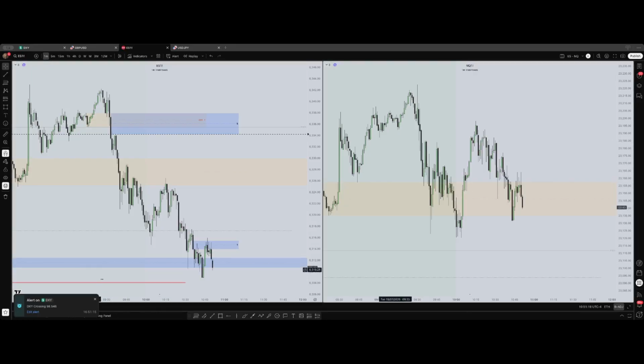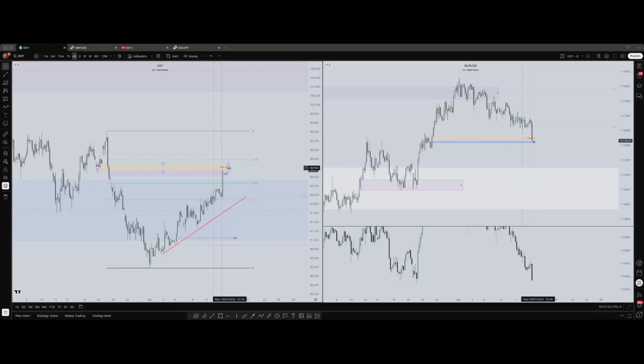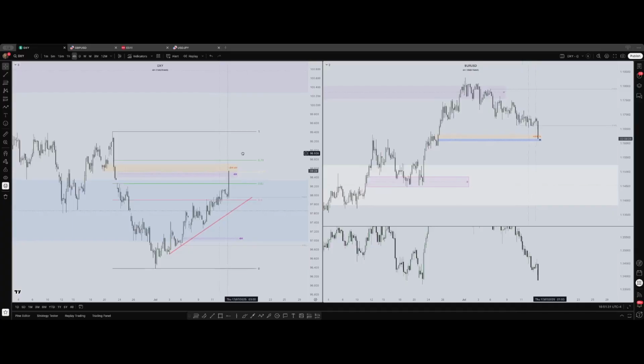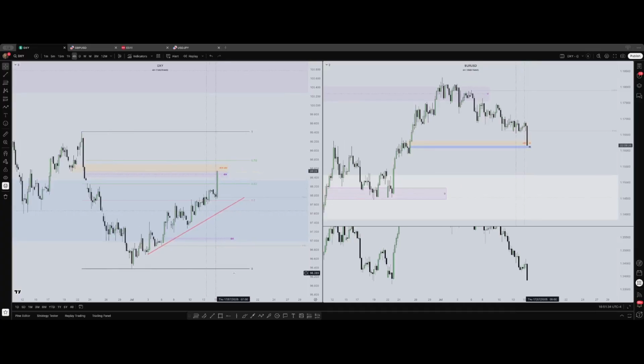Where's the rack here? So yeah, dollar reached the breaker. Remember, this could be the manipulation of the week. This could be the power of 3, manipulation of the wick. Accumulation, manipulation, distribution.